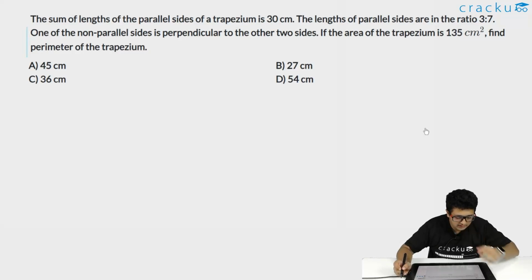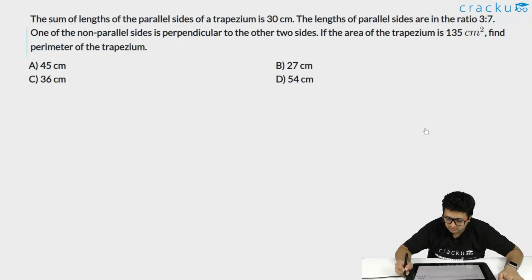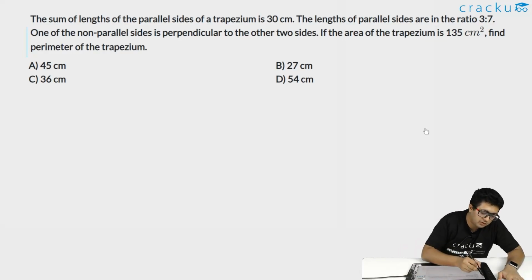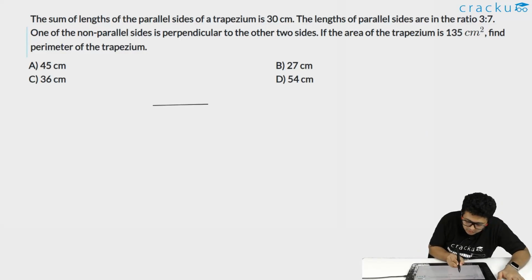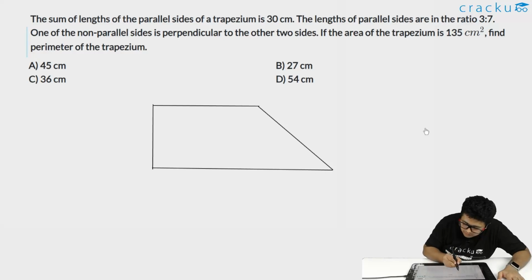The sum of the lengths of the parallel sides of a trapezium is 30 centimeters, and the lengths of the parallel sides are in the ratio 3 to 7. One of the non-parallel sides is perpendicular to the two sides. The area of the trapezium is 135 centimeters square. Find the perimeter of the trapezium. So we can just draw it out, since we know that one of the non-parallel sides is perpendicular. We know the ratio is 3 and 7, so this will be 9 and this whole thing will be 21.